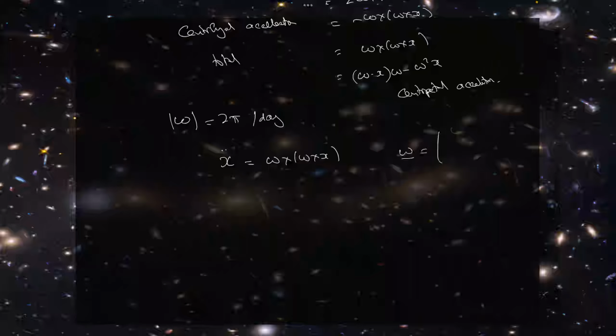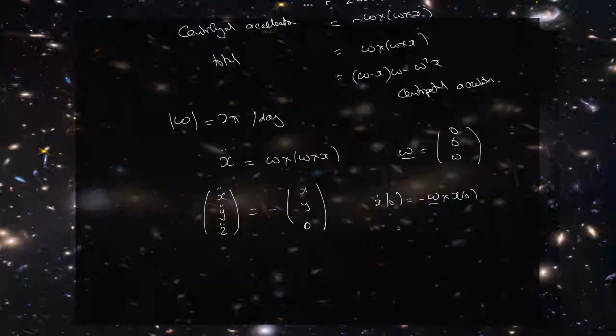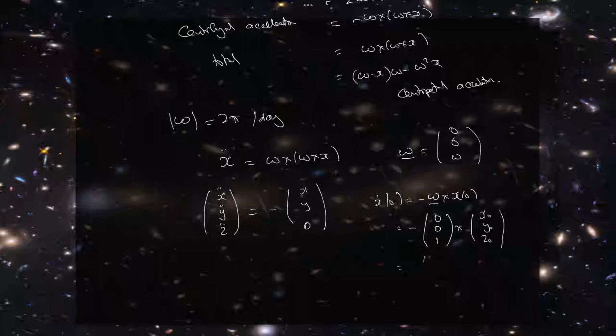Take omega equal to (0, 0, omega) with scalar omega. That's just choosing a basis. So in component form, we have (x double dot, y double dot, z double dot) is equal to minus omega squared (x, y, 0). And x dot at time 0 is minus omega cross x at time 0, which is minus (0, 0, 1) crossed with (x0, y0, z0), giving (omega y0, minus omega x0, 0).